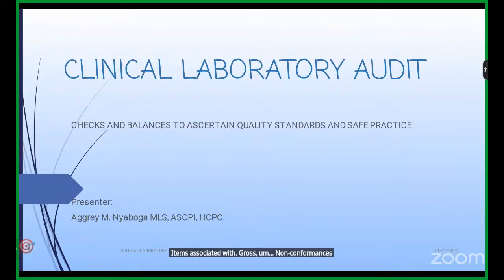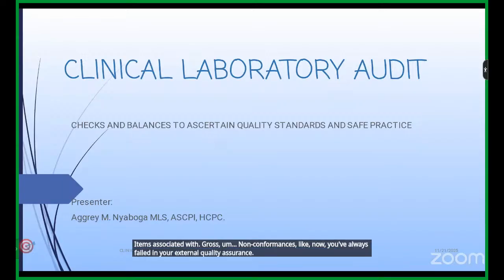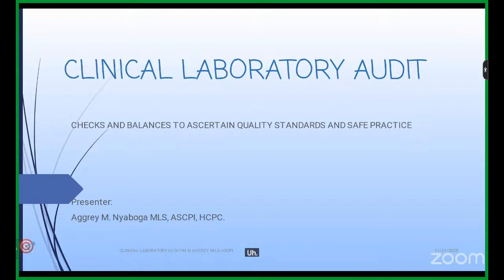non-conformances, like now you always failed in your external quality assurance. Your EQAs are not even, the records are not traceable. You've never performed the internal quality assurance programs. Your equipment are not up to standards. Your procedures, you don't have SOPs. Then it means that you don't meet the certification requirement. There are times that you'll fall out of favor completely and you lose your accreditation.